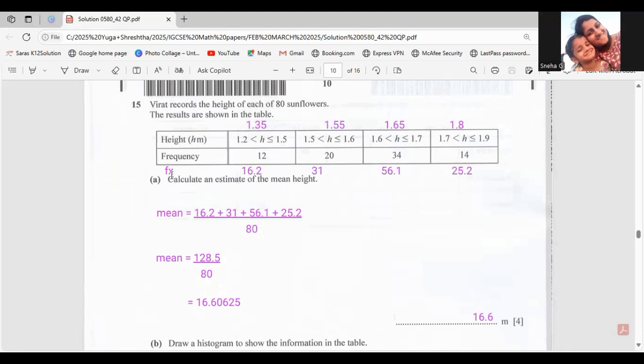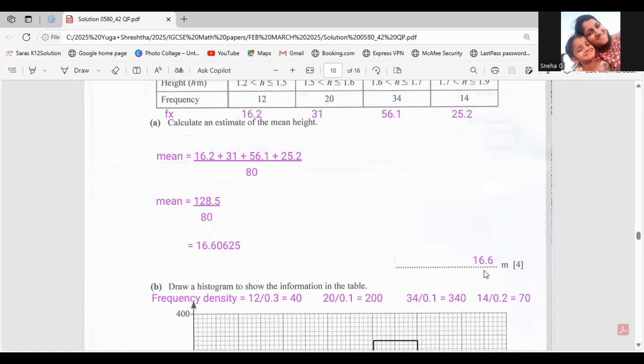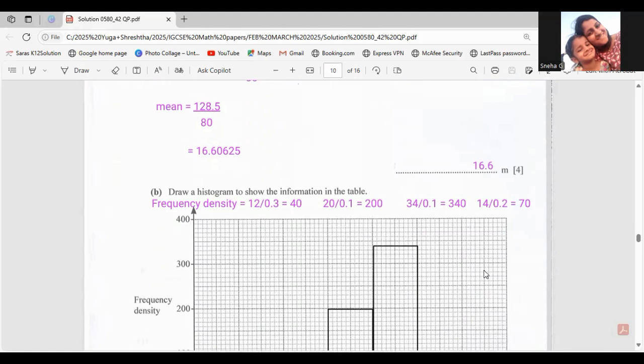Now all of these fx values I need to add. So 16.2 plus 31 plus 56.1 plus 25.2, and this whole thing is divided by 80. Your answer for the mean will be 128.5 divided by 80, which is equal to 1.60625. The answer is 1.6. The B part of this question is to draw a histogram to show the given information in the table.